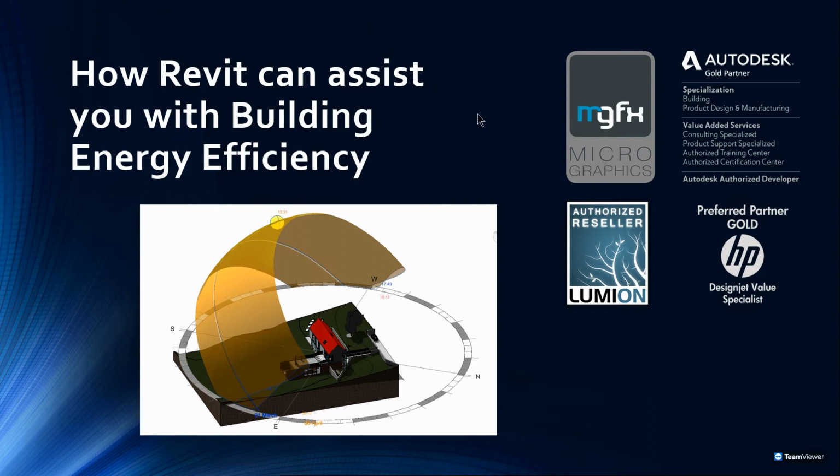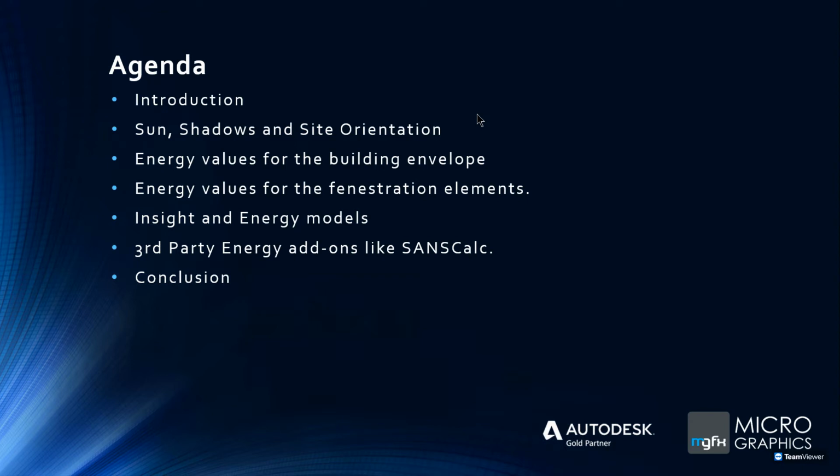All right, so what I'm going to do is just look at the introduction of the topic and what we're going to look at. Firstly, we're going to look at the sun, orientation and shadows, and how to use that to affect the energy efficiency in your building. The building envelope: what can we look at inside walls, floors, roofs, and that sort of thing. Your building components, like the fenestration elements, and how that might affect your energy efficiency in the building. We're also going to look at third-party apps as well as the built-in Insight tool, and then we'll conclude with a session.